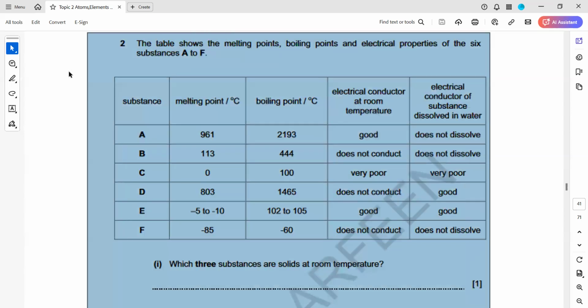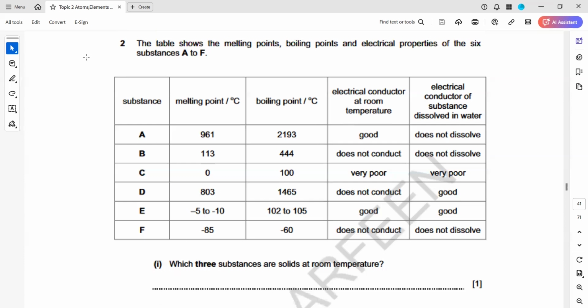Whenever room temperature is in the question, you will consider room temperature to be 25 degrees Celsius. If the temperature is between the melting and the boiling point, the substance will be liquid. If the temperature is before the melting point, it will be a solid, and if it is after the boiling point, it will be a gas. So what is the state of substance A?